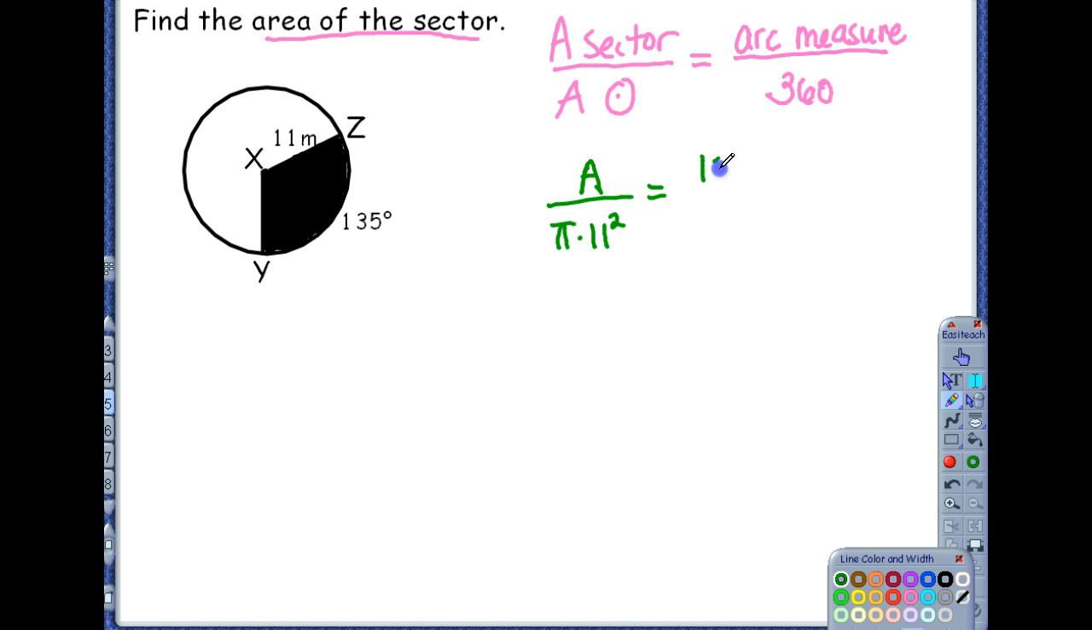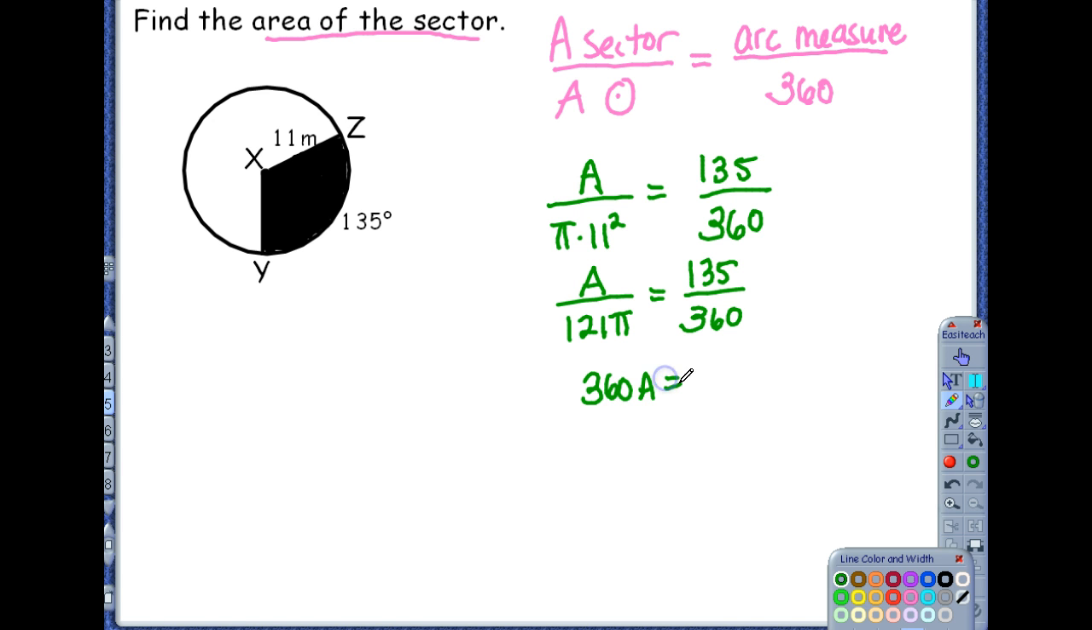What's the arc measure? The arc measure is 135 out of our 360. Now I'm going to go ahead and put A over 121 pi equals 135 over 360. We could simplify that, or you can leave it just how it is. We'll go ahead and just leave this one. All right, so I'm going to cross multiply here, and I'm going to end up with 360A.